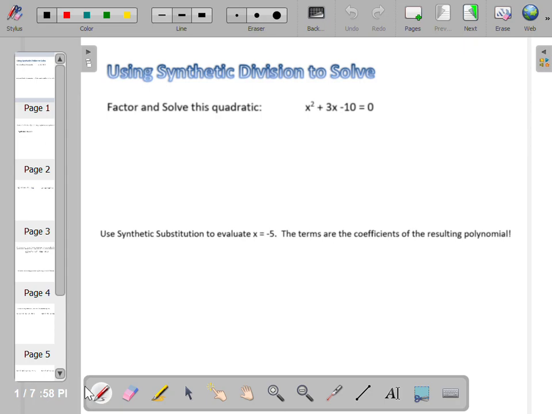Hello, ladies and gentlemen. We're going to do some synthetic division to solve. I'm not feeling so hot, so I'll do the notes with you, and then you guys can work on a little factoring quiz.